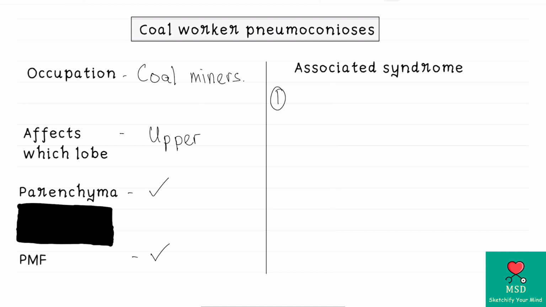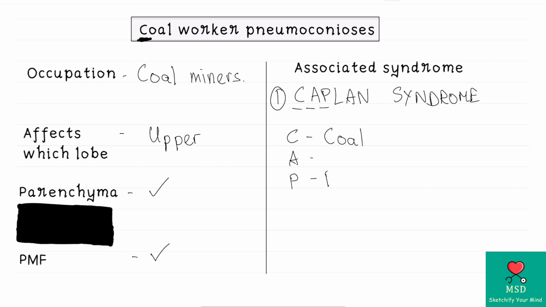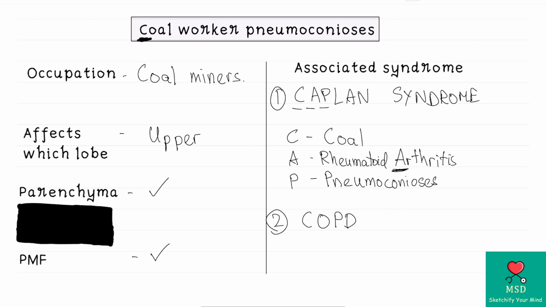Now we will see the associated syndromes. The first thing is C, for coal worker pneumoconiosis, underline the letter C. The first one is Caplan syndrome. Underline CAP, Caplan. C means coal, P means pneumoconiosis, coal worker pneumoconiosis, and A means arthritis. What arthritis? Rheumatoid arthritis. Now second, it is also associated with COPD. COPD also starts with C, so the C is associated with two more C's.